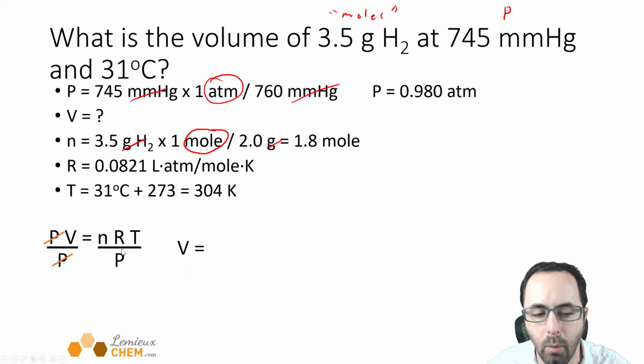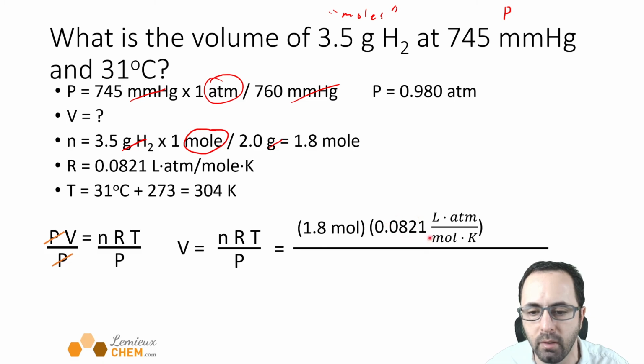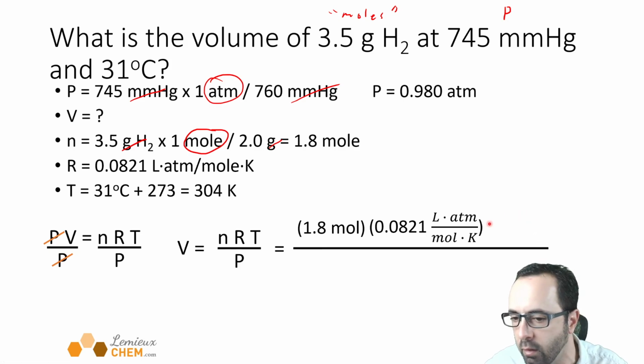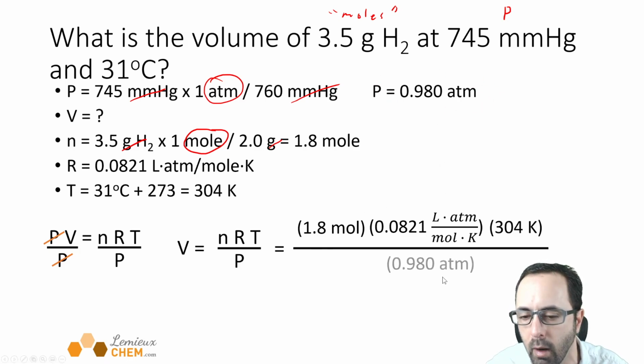Okay. So now we're going to plug in our moles into nRT over P. That's going to be n, 1.8 moles right here. R, always the same thing. This right here, 0.0821 liters times atmospheres over moles over Kelvins. Next, we're going to plug in temperature, 304 Kelvin. That's going right here. Then we're going to put pressure on the bottom. That's our 0.980 atmospheres. That's going right here.